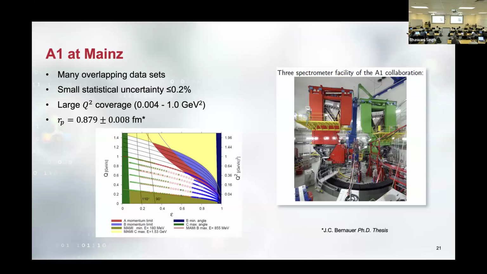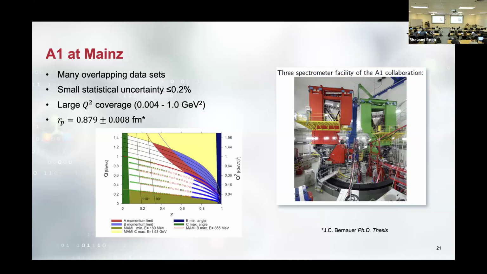So this happened in Mainz. They used many overlapping data sets. So they had this kind of three-spectrometer facility for the A1 collaboration. And they had electrons coming in, hitting a hydrogen target, and they could detect electrons at three different angles at the same time. And then they would rotate these around to collect different Q-squared kinematics. And each setting would have overlap with some other setting, so they could then make sure that they understood the luminosity relative to each other setting. And that gave them this kind of normalization check.